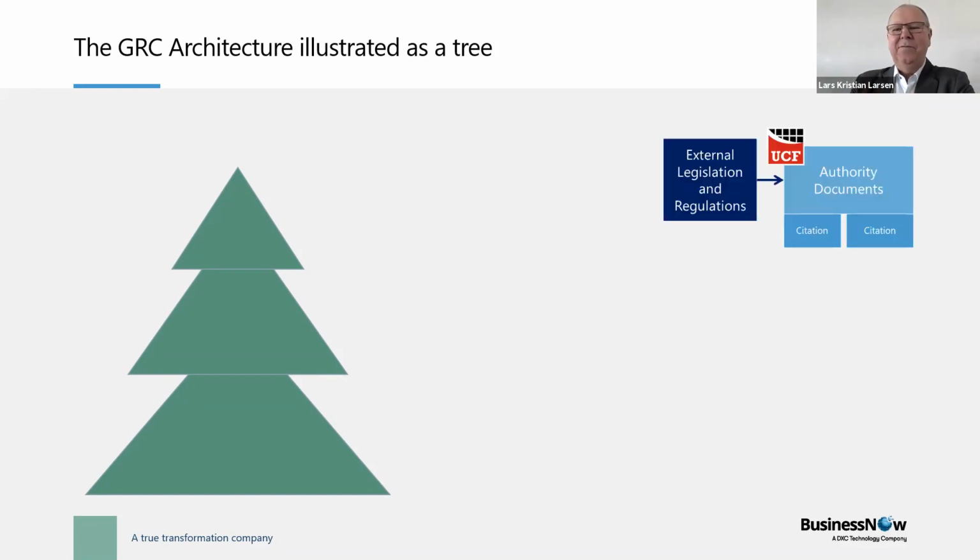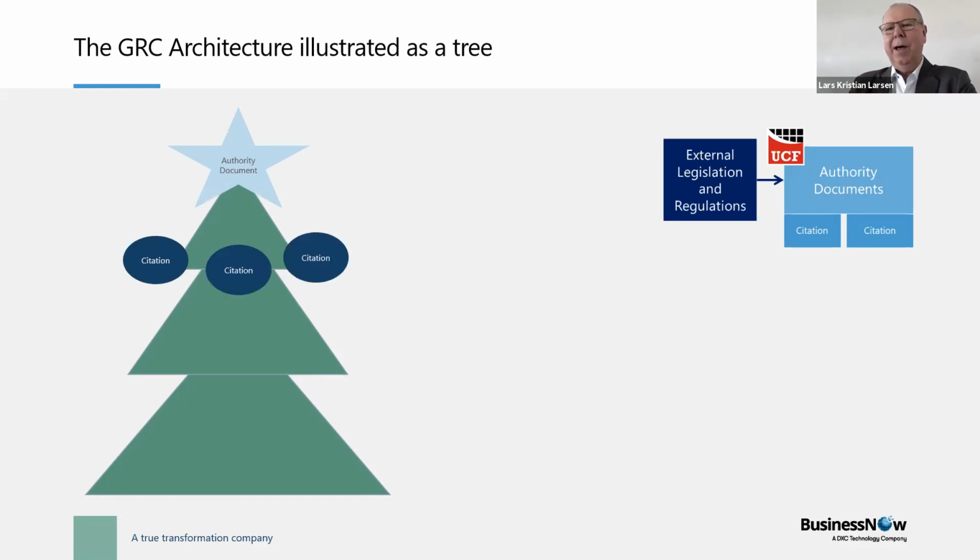So the first level is that we have something that we need to abide by. We have authority documentation that we need to follow and make sure that we have. So that's the tip of our Christmas tree, the star on the top that we are looking at, that authority documentation. And it obviously could also be a company policy, but for the sake of argument, I leave it to the authority documentation.